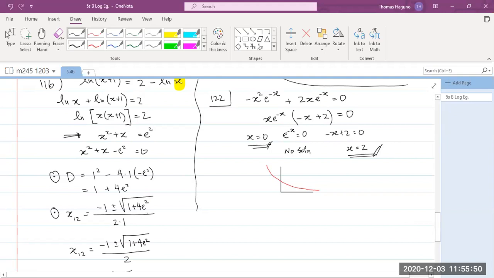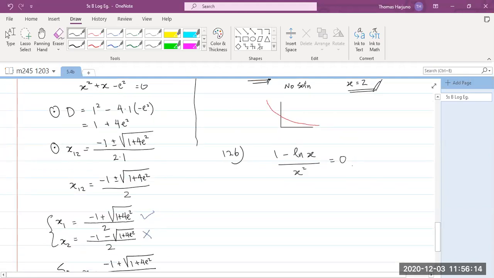Okay. The next one, number 126, seems to be very hard, but when I look at this problem, I was like, oh, how to do this one? But what helps me a lot is the 0 on the other side. If that were 1 instead of 0, then it's so hard to solve. I don't think it's solvable by hand. But because that's 0, it becomes quite easy.